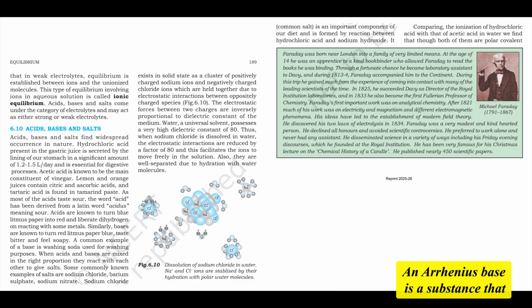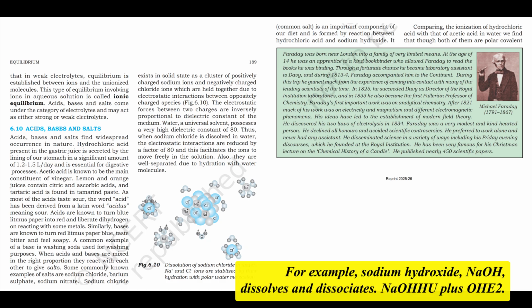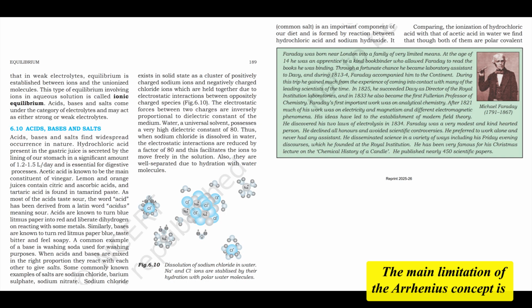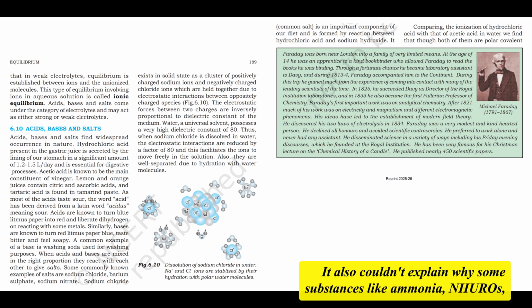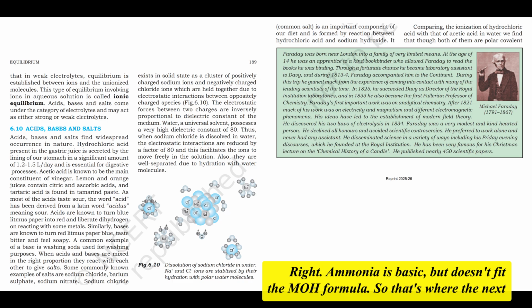An Arrhenius base is a substance that produces hydroxide ions, OH-, when dissolved in water. For example, sodium hydroxide, NaOH, dissolves and dissociates: NaOH gives Na+ plus OH-. The main limitation of the Arrhenius concept is that it's restricted to aqueous solutions only. It also couldn't explain why some substances, like ammonia, NH3, exhibit basic properties even though they don't contain an OH group in their formula. Right, ammonia is basic, but doesn't fit the MOH formula.